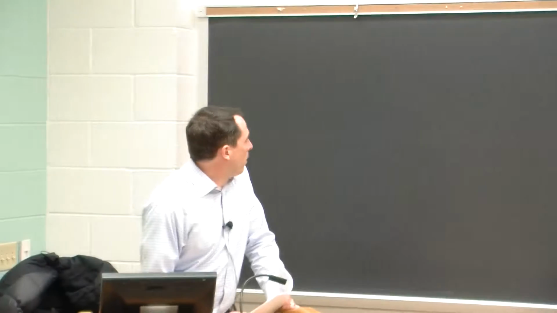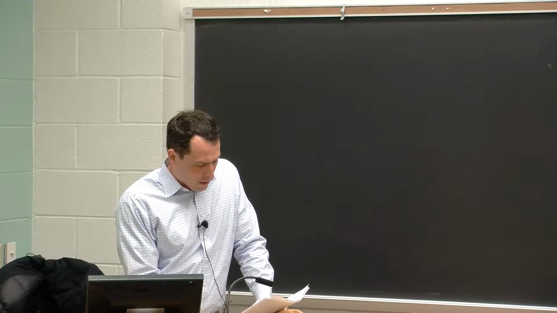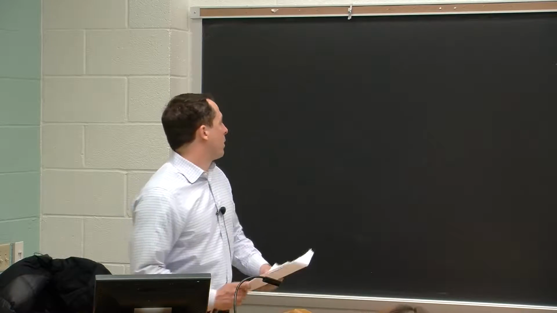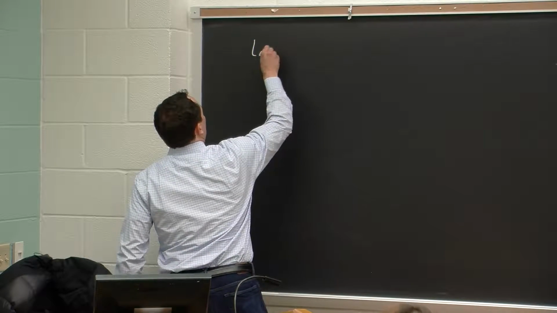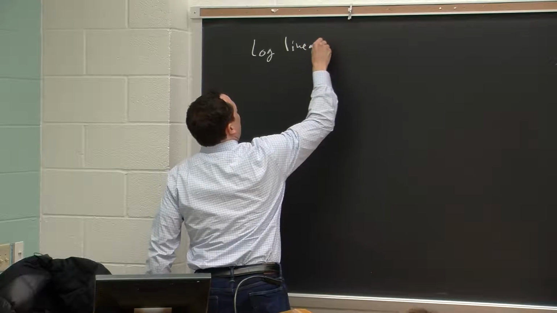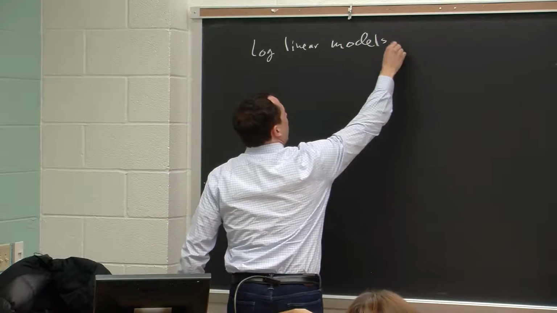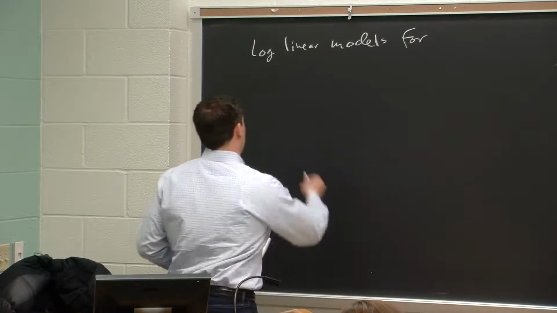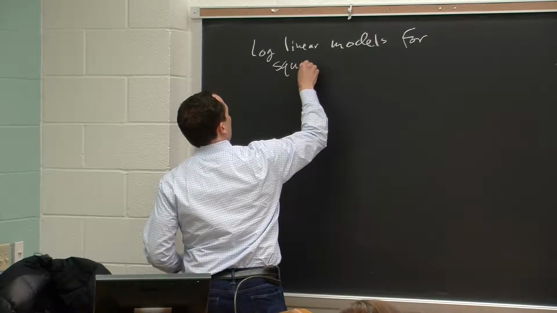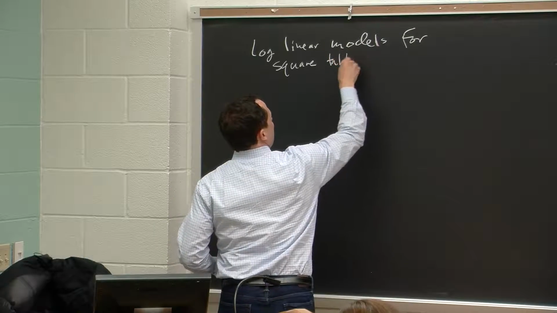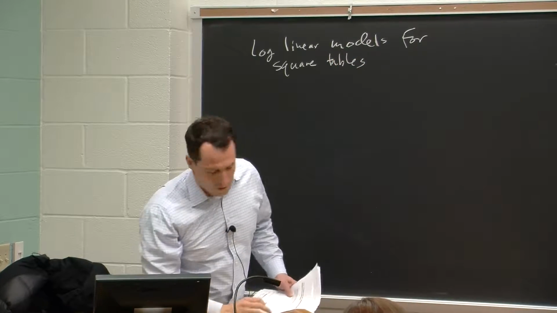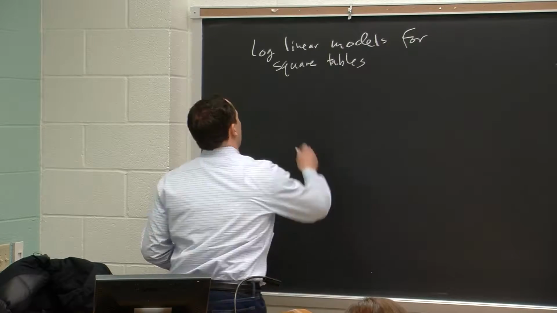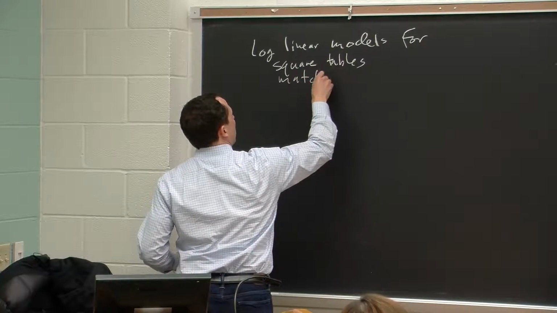All right, so today we'll talk a bit more about lesson 11, which is log linear models for these special types of data, that is, square tables. That's when the rows and columns have the same labels. So we're thinking of the same variable at two different points in time, matched data.